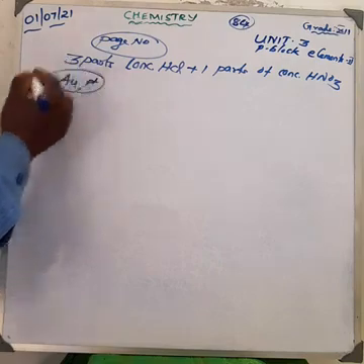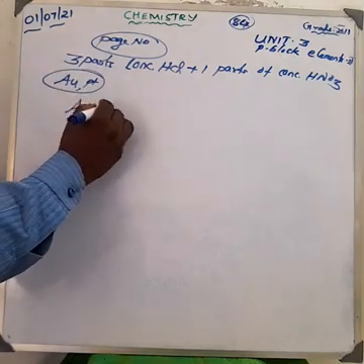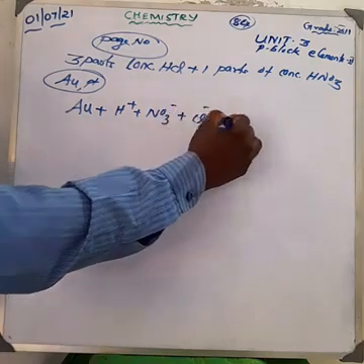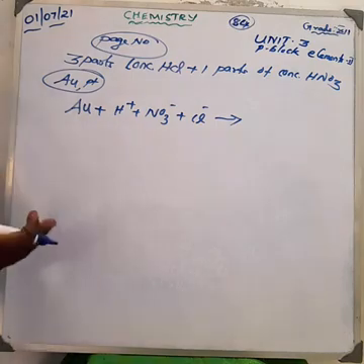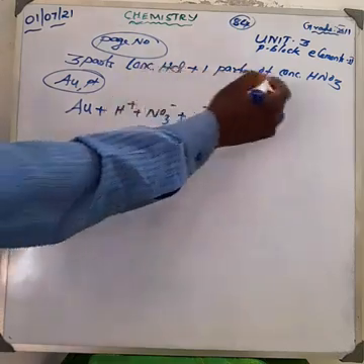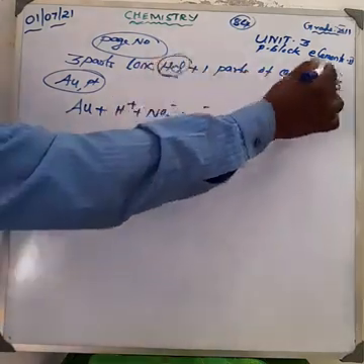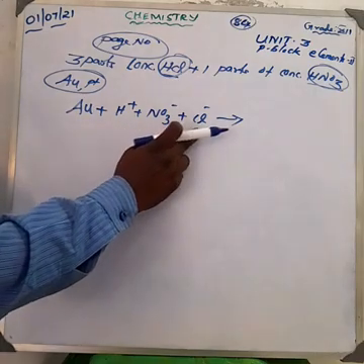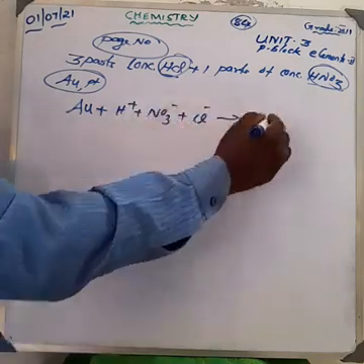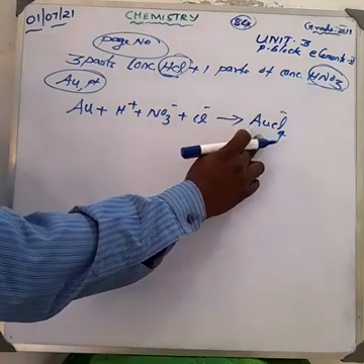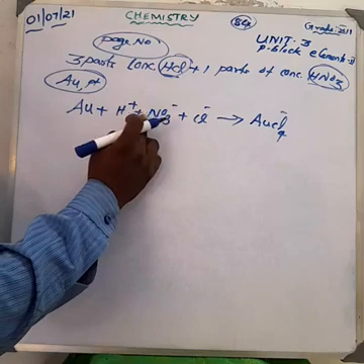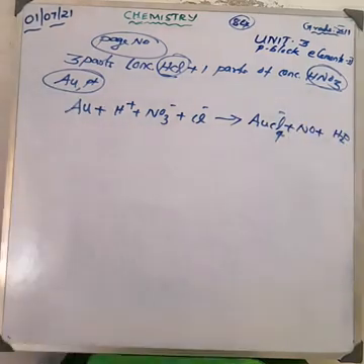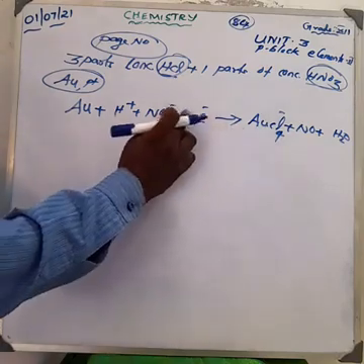So how to write the equation? Au plus H plus NO3 plus Cl minus. That means we are writing the ionic equation, am I right? Actually, the reaction means gold reacts with concentrated nitric acid plus concentrated hydrochloric acid. That is the real reaction. Okay, but we are writing the ionic equation. So gold Au plus H plus, NO3 minus, plus Cl minus gives Au combines with chloride ions. We get AuCl4 minus, and NO3 is converted into NO plus we get water molecules. We get how many water molecules? So here AuCl4 means you have to write reactant side 4Cl minus. Am I right?